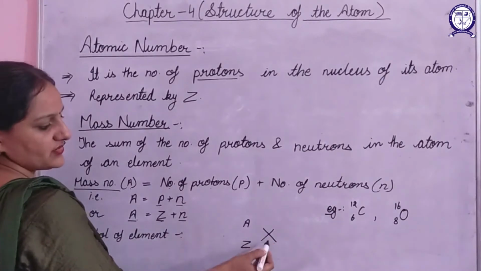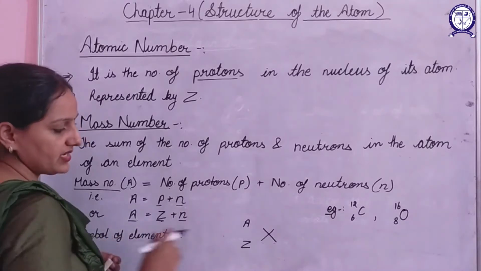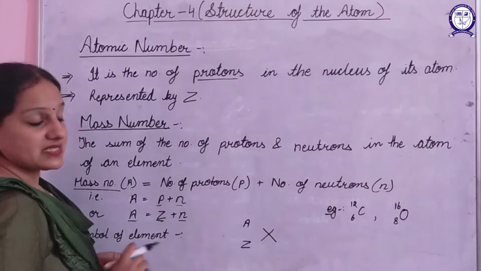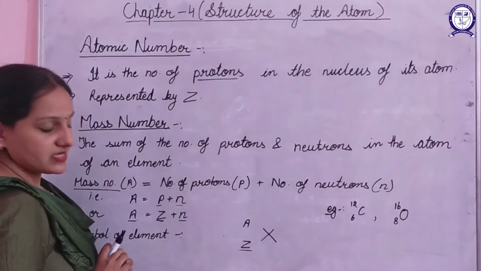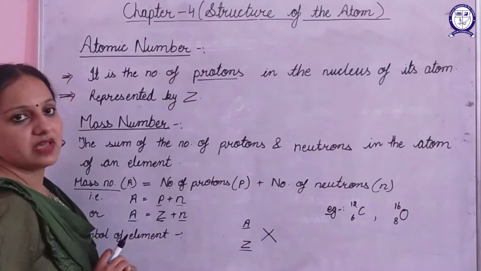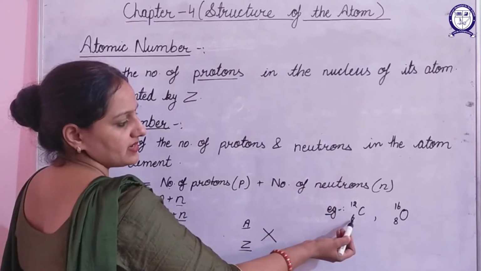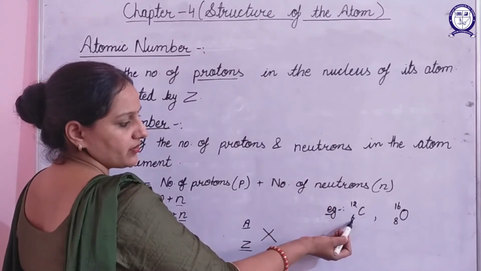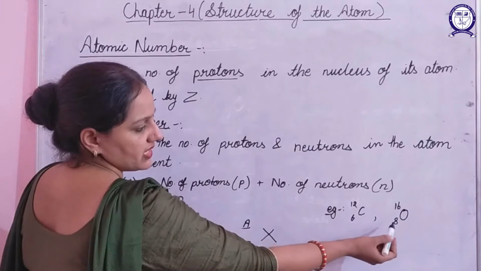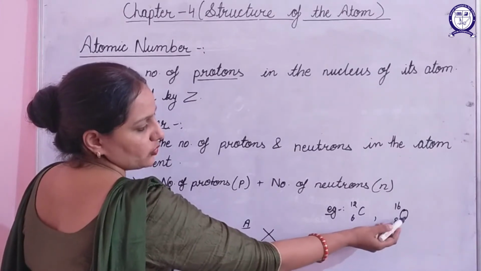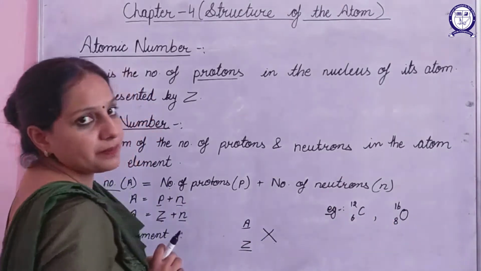Now using this atomic number and mass number, we can represent the symbol of an element also. Here X represents the symbol of an element, Z represents the atomic number, and A represents the atomic mass. That means if you write the symbol of an element, the atomic number will be written as a subscript and the mass number as a superscript. For example, a carbon atom will be represented as 6C12, where 6 is the atomic number, C is the symbol, and 12 is the mass number. In a similar way, an oxygen atom is represented as 8O16. That means 8 is the atomic number, O is the symbol for oxygen, and 16 is the mass number.